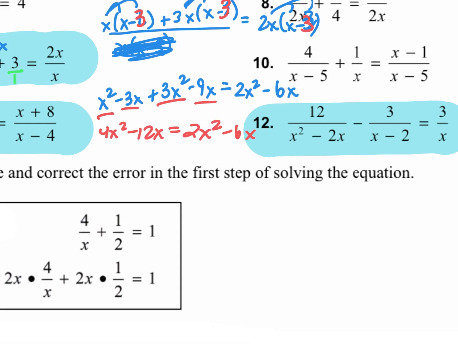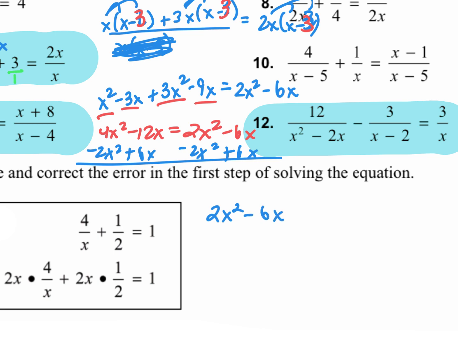Okay, so let's move everything to one side. So I'm going to subtract 2x squared and add 6x. So 4x squared minus 2x squared gives me 2x squared. Negative 12x plus 6x gives me negative 6x, correct? Equals what? Equals 0, okay.